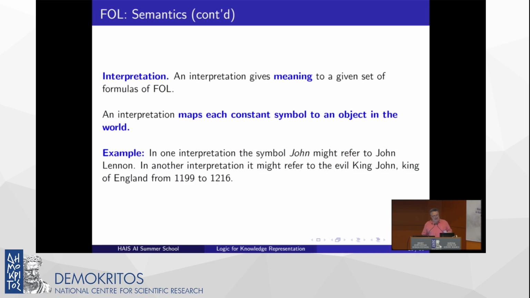It maps each constant symbol to an object in the world. So for example, I say John, right? I might refer to John Lennon. Or I might be a historian, and by John I refer to King John of England, who was a king from this time to this time, okay?